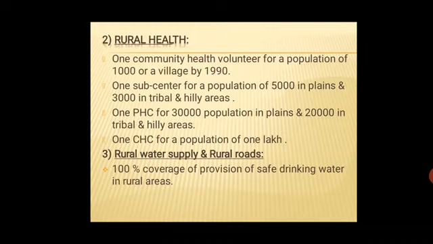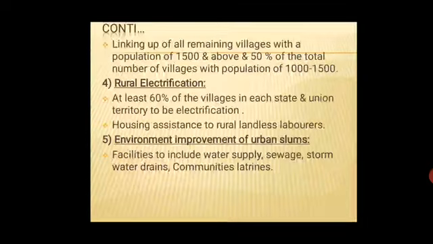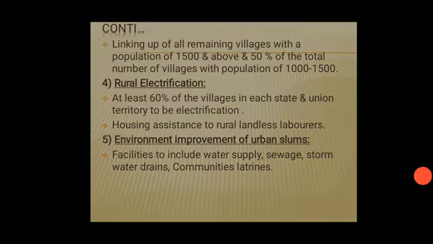The third aim is rural water supply and rural roads. This also gives focus to rural areas. In this objective, there is 100% coverage or provision of safe drinking water in rural areas, and linking up all the remaining villages with a population of 1,500 and above, and 50% of the total number of villages with a population of 1,000 to 1,500. By linking the villages, water supply can be easily provided to rural areas. By providing safe water supply to rural areas, we can prevent many waterborne diseases.